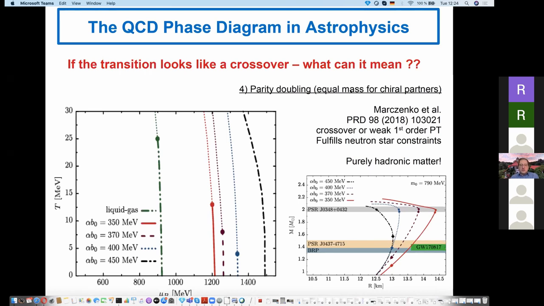And this goes along with a phase transition, which can even be first order with a rather low critical endpoint, of the same order as the liquid-gas phase transition critical endpoint, which is between 10 and 20 MeV. But it can also be absent. And then we have another crossover inside the hadronic phase.